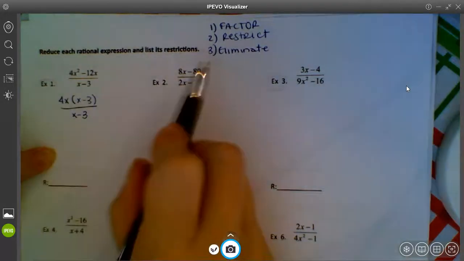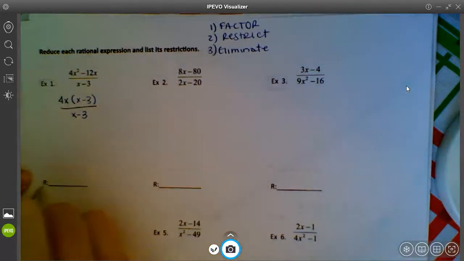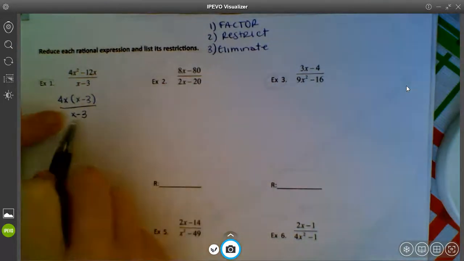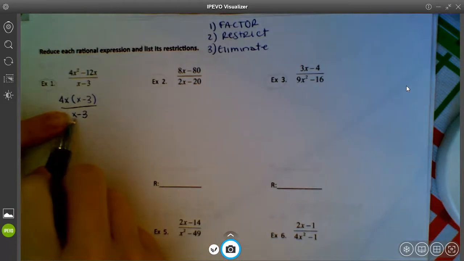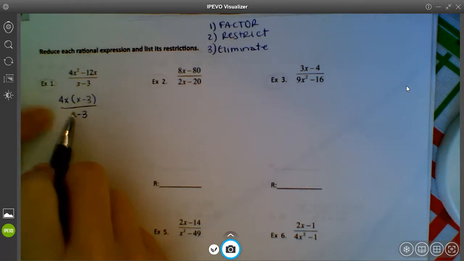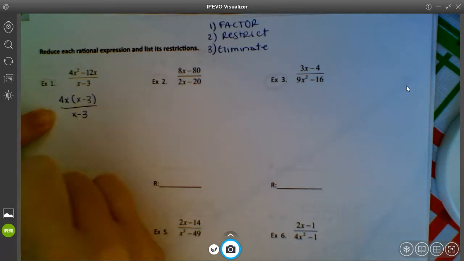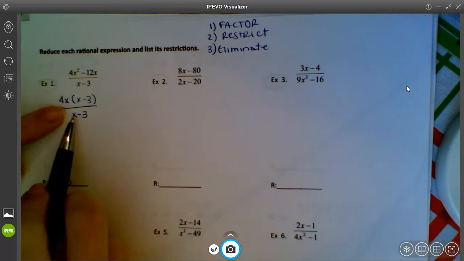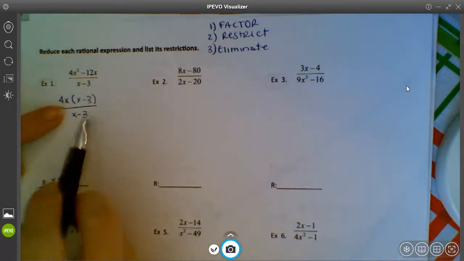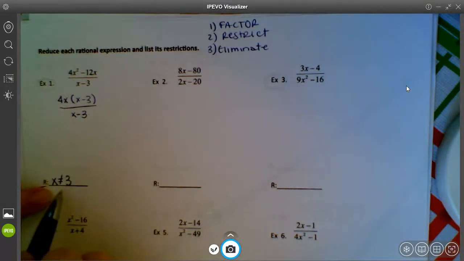Now I'm going to restrict. So I put r right here so we remember to restrict. We're going to restrict and say, okay, what number can x not be because we don't want 0 in the denominator? Well, this is x minus 3. So if x was 3, 3 minus 3 is 0. We get a 0 on the bottom. That would be really bad, so we have to note that.